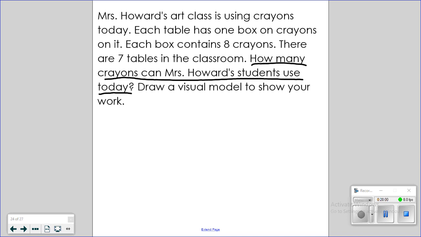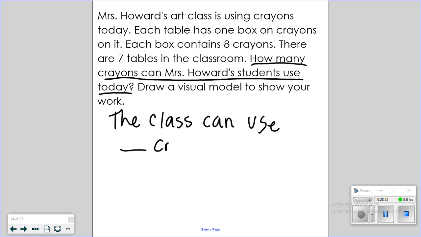Someone want to read their answer sentence to me? Go for it, Gwen. The class can use blank crayons. Anyone else want to give it a go? Go for it, Blaine. 8 crayons. Nope, that's not going to be an answer sentence.